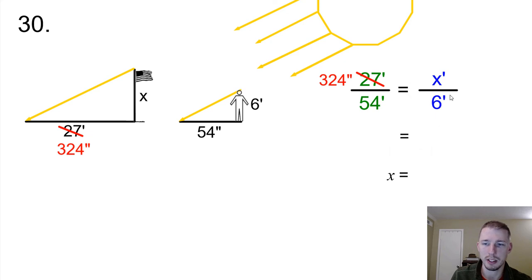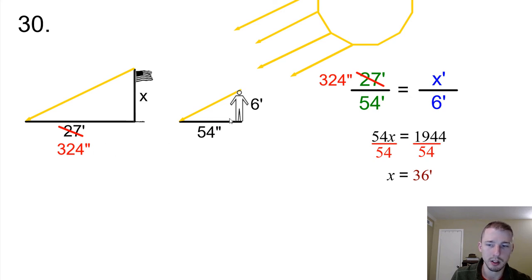So we're doing x feet and 6 feet here. So these are in inches, and this is also, I'll have to fix that, but that's inches as well. So we're fine. We can cross multiply. It's going to give us 54x is equal to 324 times 6, which is 1944 apparently. Then we divide that by 54, which is going to leave us with 36 feet. So this height here is going to be 36 feet.